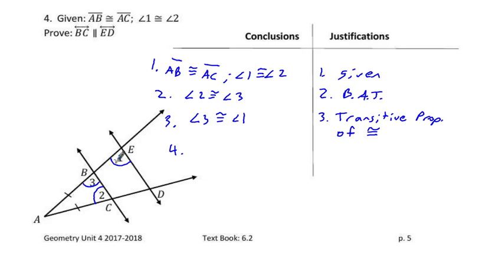And now that I show these angles are congruent, I'm able to say that line BC is parallel to line ED, which is what they asked us to prove. Line BC is parallel to line ED. And that is because of the corresponding angles postulate, which we have been abbreviating CAP.